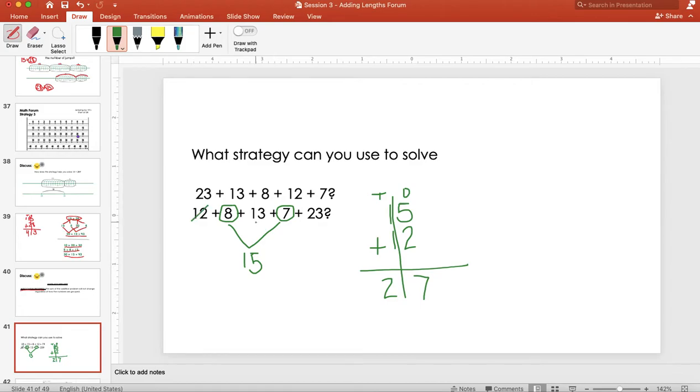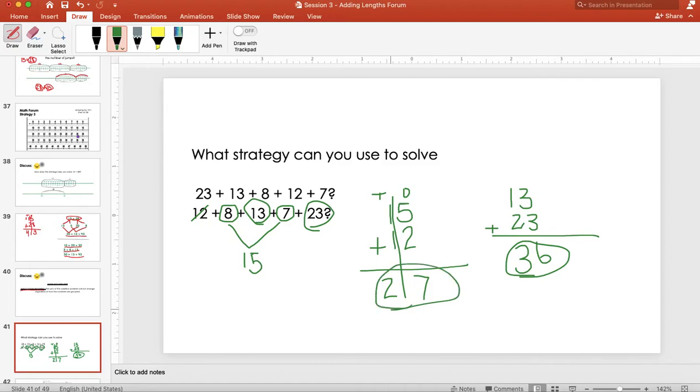Okay, now I'm going to add 13 and 23 together. So I have 13 plus 23. 3 plus 3 is 6. 1 plus 2 is 3. So now I'm down to my two numbers, 36 and 27. So I can add those two numbers together to get my answer for this problem.